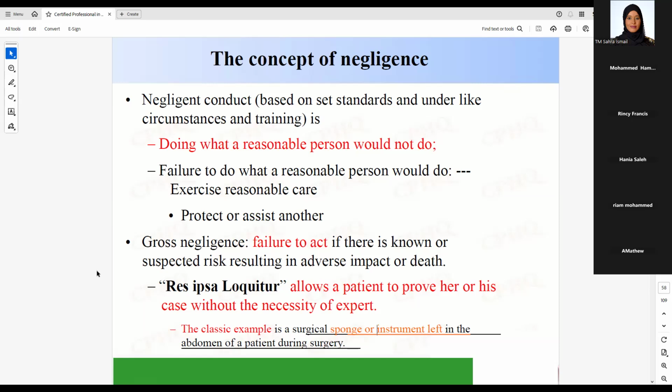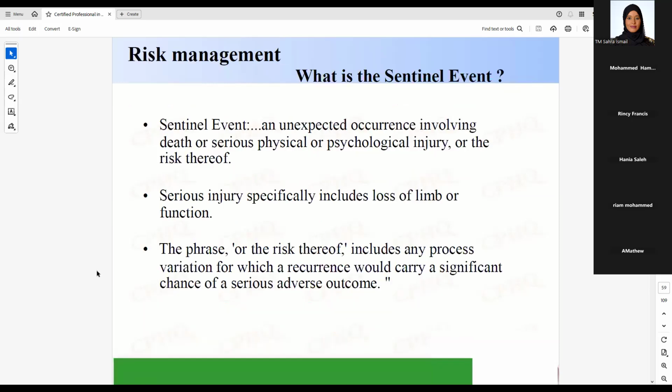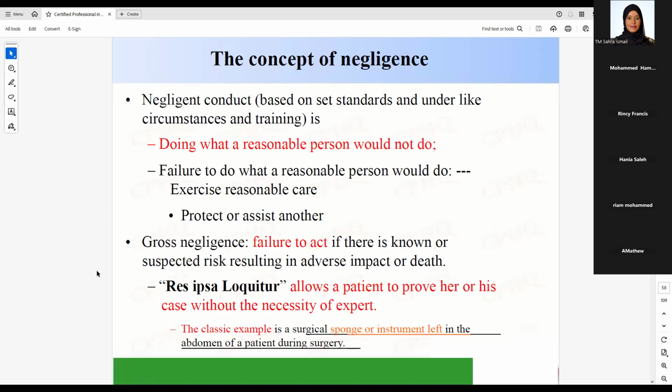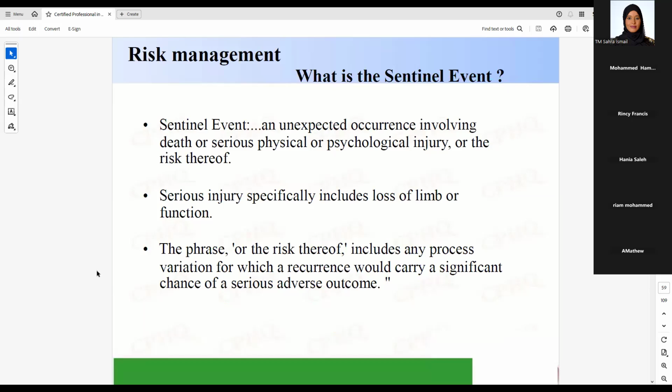Okay, this is just in more detail about it. And you can see here, when we talk about risk management, because this is the CPHQ following the American model, they have a lot of legal elements that are even embedded within the risk management practice.